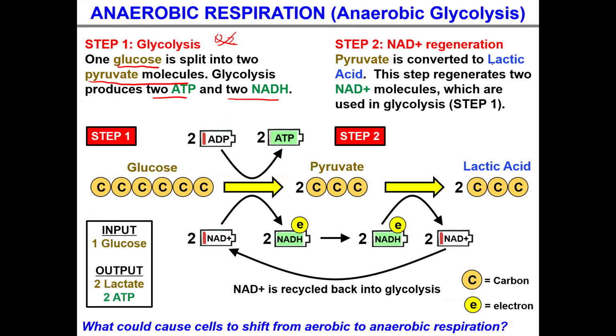Pyruvic acid is converted to lactic acid. So remember, this is the part where there isn't enough O2, and it's going to take this pathway instead of the other normal pathway in order to produce ATP. So in this case, this step regenerates 2 NAD plus molecules, which are used in glycolysis. So this is what that's going to look like. We have our inputs here. We have 1 glucose, and we're going to end up with 2 lactic acid and 2 ATPs.